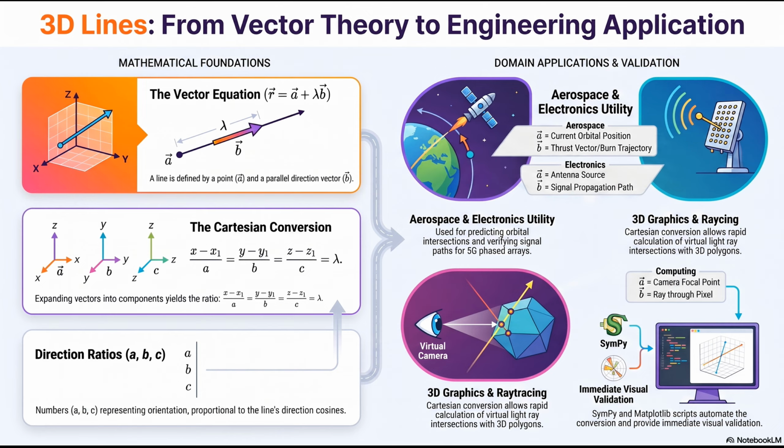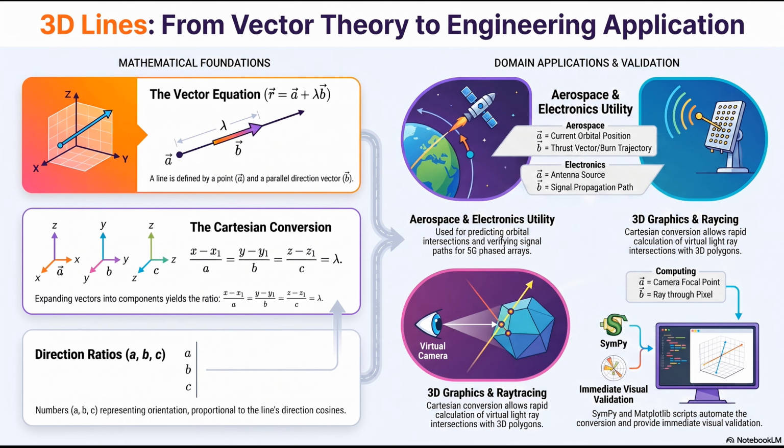It totally does. But our mission today is to take this seemingly abstract mathematical theory, decode it for you, and show you exactly how it physically builds the technological systems you rely on every single day. Because translating a line from a vector concept into a rigid Cartesian grid is the key to modern computing and aerospace.